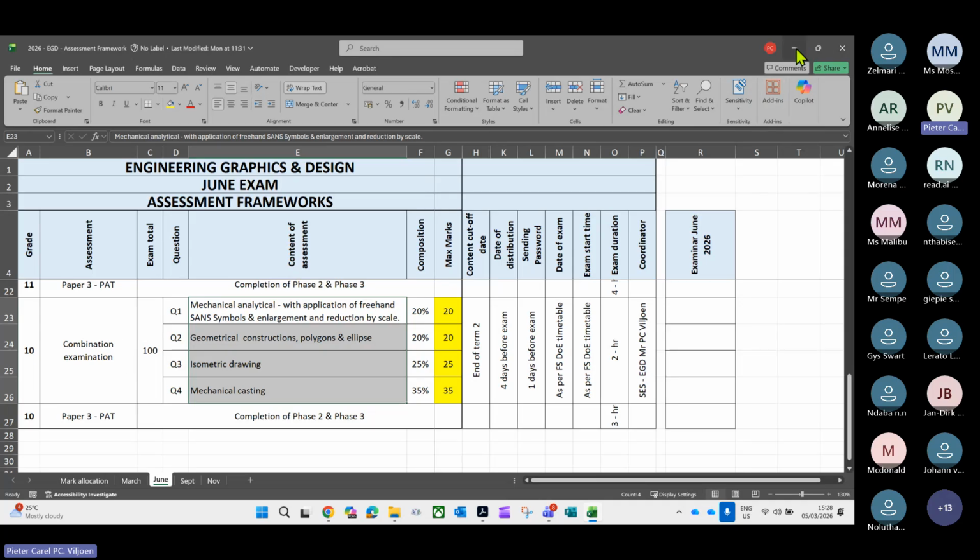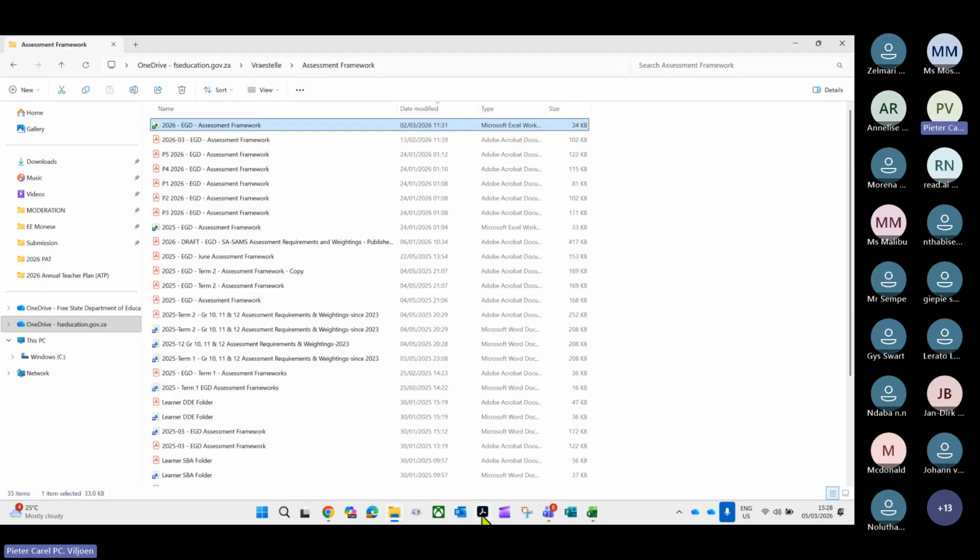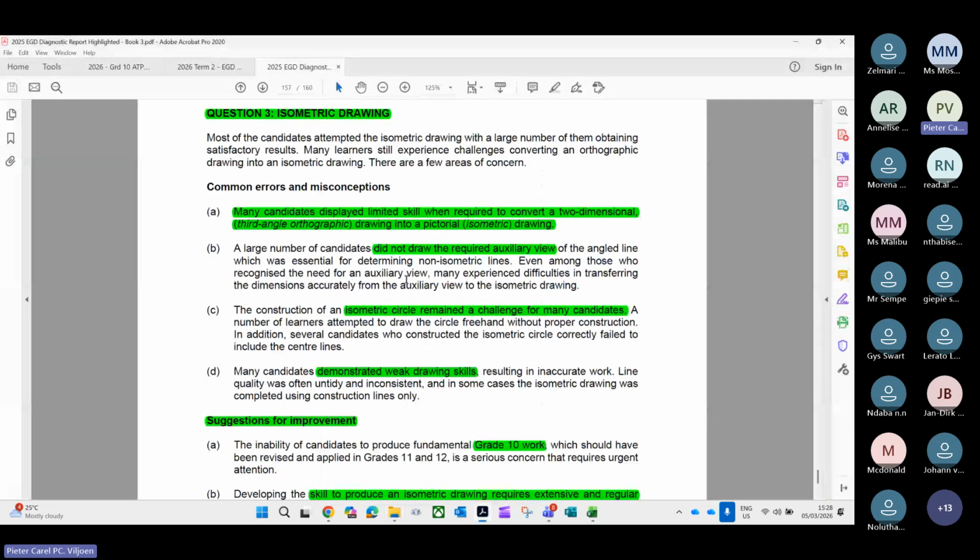So that is what I want to say to you about that. And then the last part is the external moderator's reports and information. I'm starting with the isometric drawing.